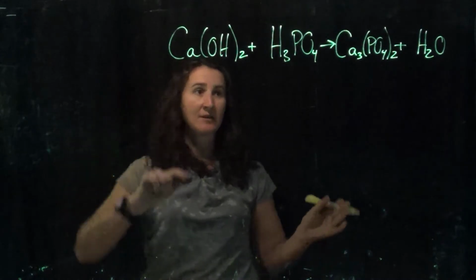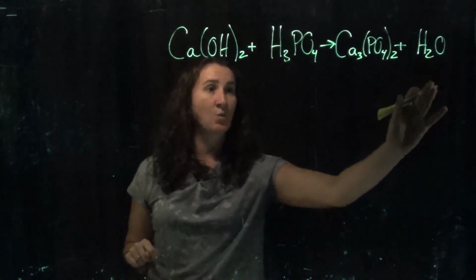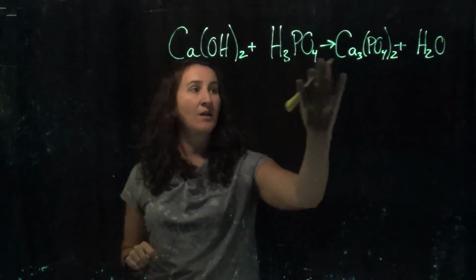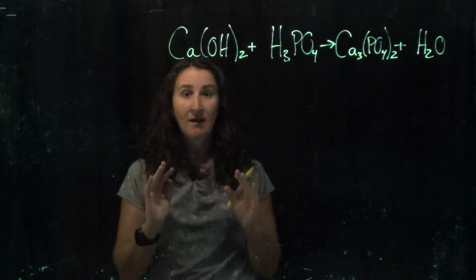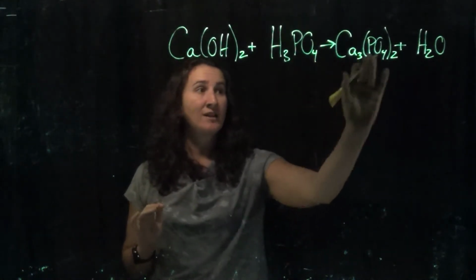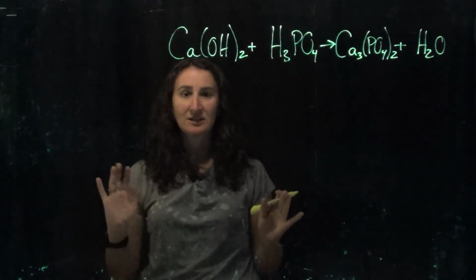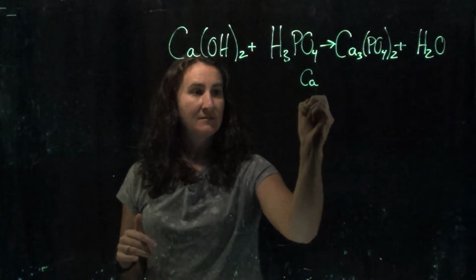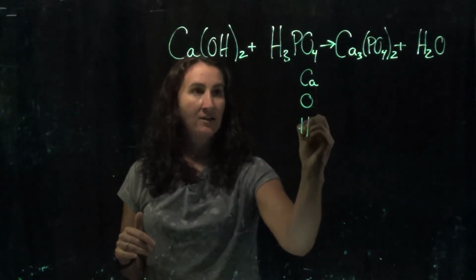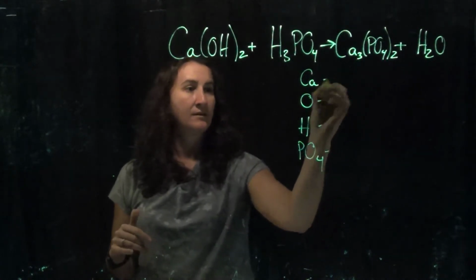So here we have calcium hydroxide plus phosphoric acid yields calcium phosphate plus water. When I'm doing things that have polyatomic ions on both sides of the equation, it makes it easier for me to not break them apart. So here phosphate is on both sides of the equation. So don't break it apart. Don't show me phosphorus and oxygen. Just put phosphate. So what I do in the center, I've got calcium, oxygen, hydrogen, and phosphate. And that's how I'm going to break it up.